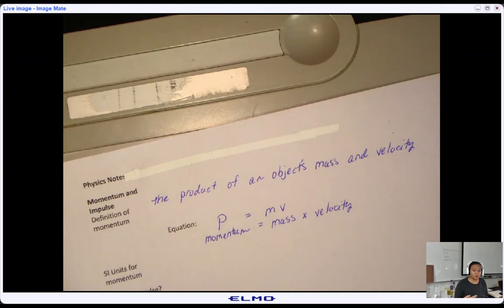So things with a lot of momentum are harder to stop. It has to do with your velocity, okay? So the faster you're going, the more momentum you have, and it is dependent on your mass. So the bigger something is, the faster something is, the more momentum it is going to have, all right?